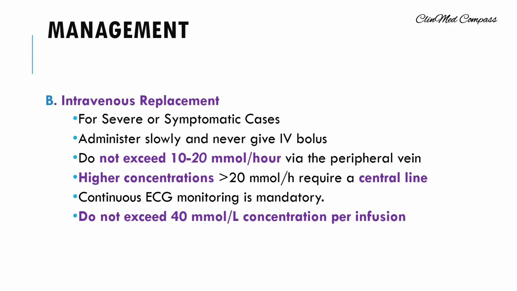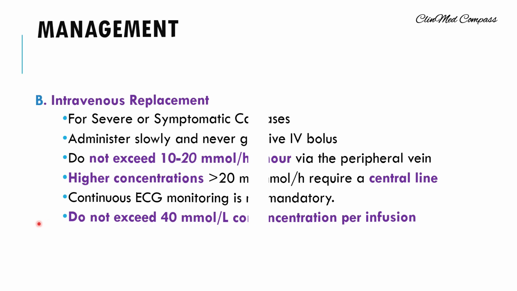Intravenous replacement of potassium is for severe or symptomatic cases. Administer potassium slowly and never give as a bolus. Do not exceed 10 to 20 millimoles per hour via peripheral line. If you want to give higher concentrations, it will require a central line and ECG monitoring. And do not exceed 40 millimoles per liter concentration per infusion.